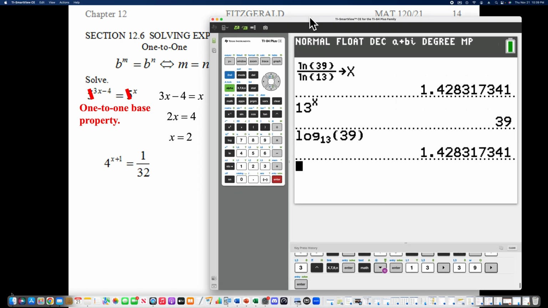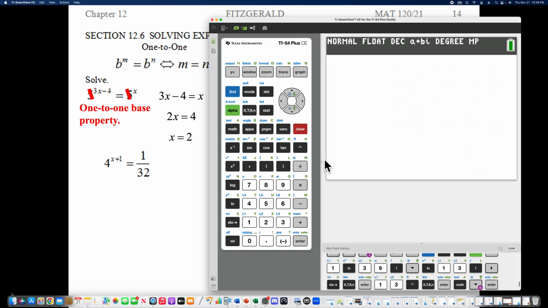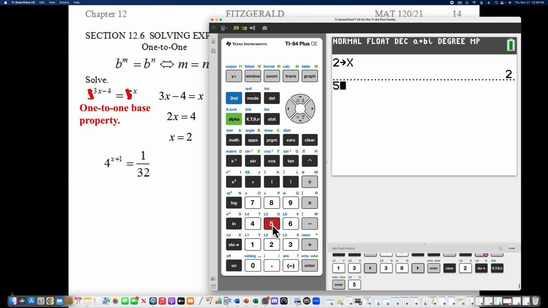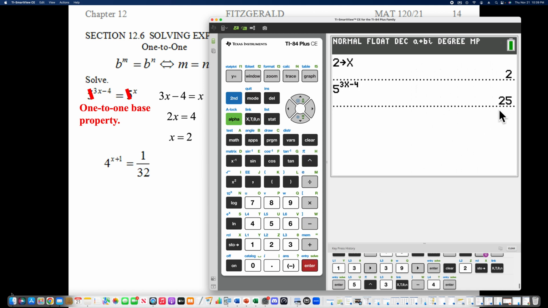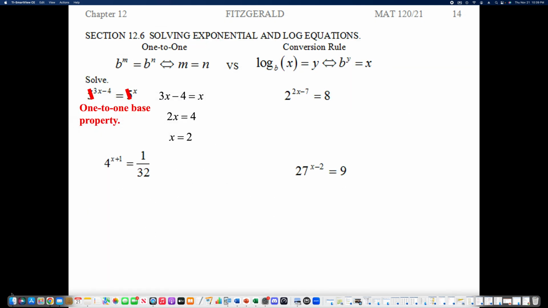So I will take my calculator, we'll clear that out. Let's see, make my calculator a little bit bigger. We'll take 2, store it for x. I type in the left side 5 raised to the power of 3x minus 4, enter, it's 25, and 5 raised to the x power. Well, with x being 2, that's going to be 5 squared. They're both 25, so this is the correct answer. So again, we should be grading.